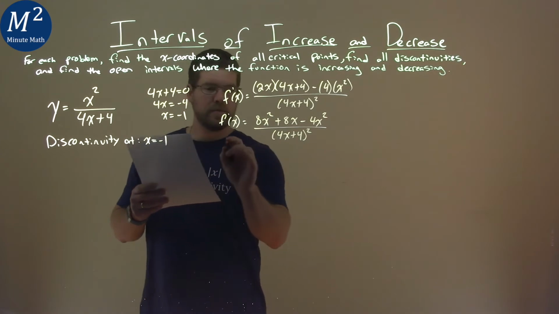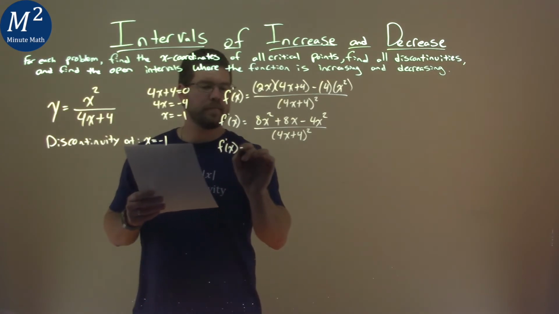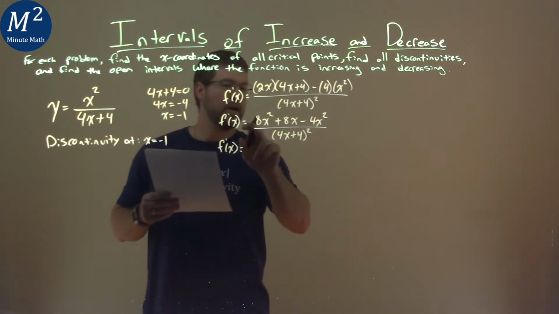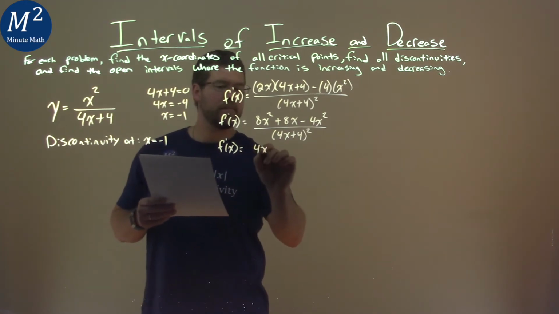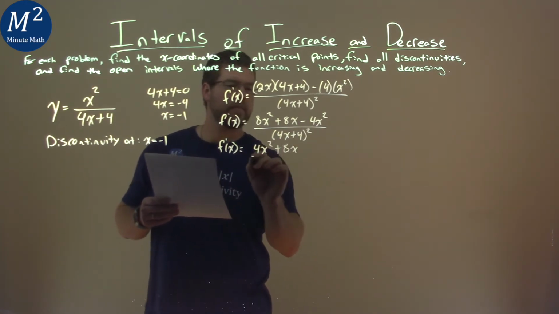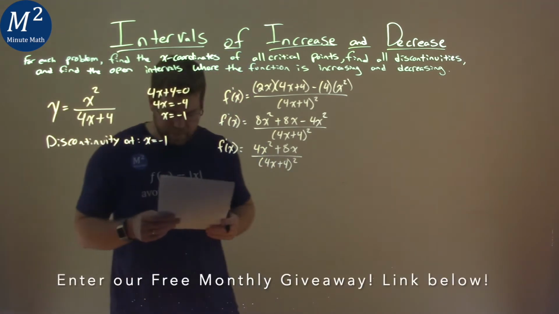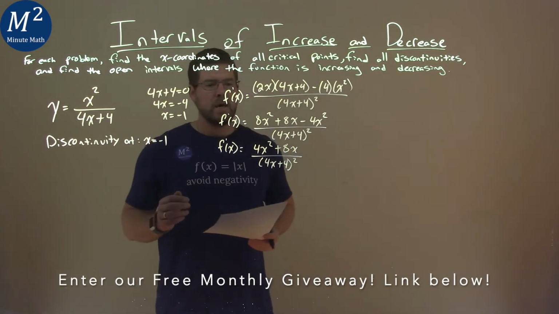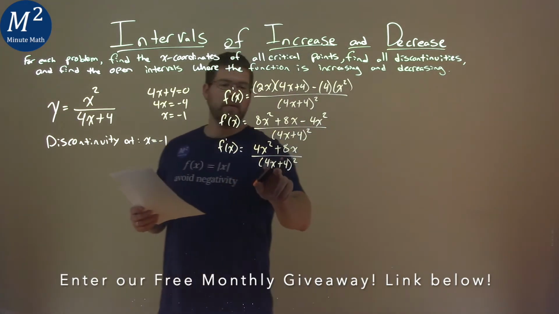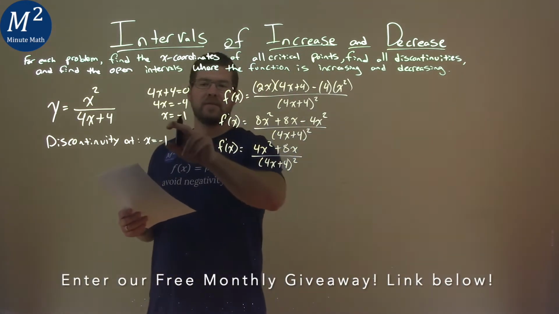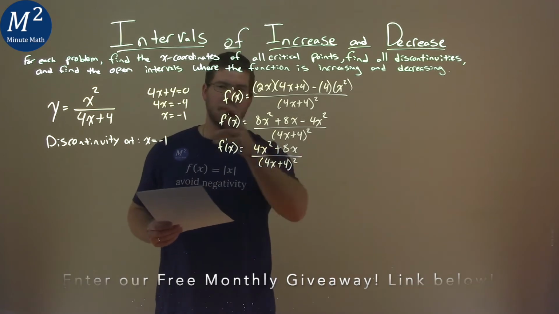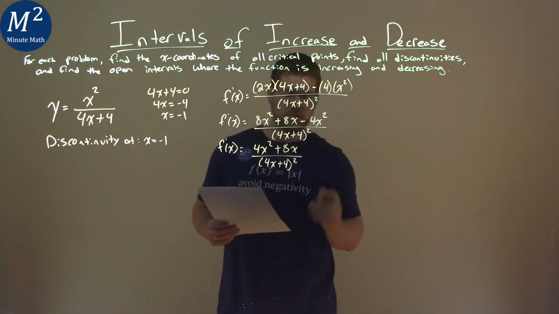From there, let's simplify this a little more. F prime of x here. The numerator gets simplified: 8x squared minus 4x squared is 4x squared plus 8x, over the denominator (4x plus 4) all squared. Now, one thing we notice here, keeping the denominator, something happens at x equals -1. We're still dividing by 0, but we're aware of that discontinuity and that issue there.